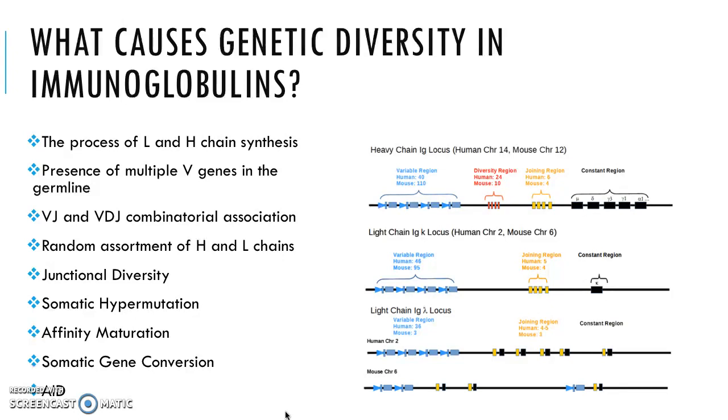First, we will look at antigen-specific receptors, with our focus being on immunoglobulins and how their synthesis creates a great amount of diversity. The entire process of light and heavy chain synthesis contributes greatly to the amount of diversity in immunoglobulins. As depicted in the picture shown here, we can see the heavy chain, which is on human chromosome 14, and the light chains, both kappa and lambda, found on chromosome 2.